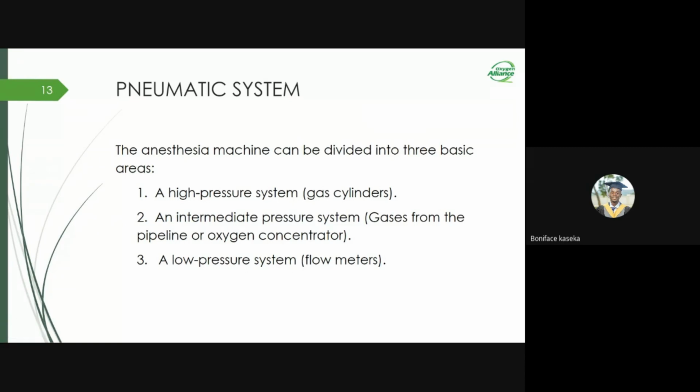Then the second area is the intermediate pressure system. This is where we are talking about the gas that is drawn from the hospital pipeline, or in other cases where the anesthesia machine can incorporate the use of an oxygen concentrator. The gases in this system are usually at a pressure of about 45 to 50 psi. So that's why it's called an intermediate system. And the low pressure system, we're talking about gases that are below 26 psi. So we look at the different pressure systems and how they work in an anesthesia machine.